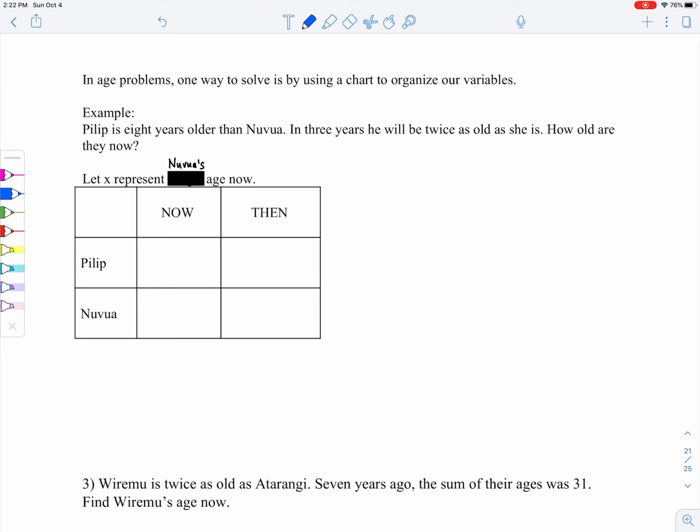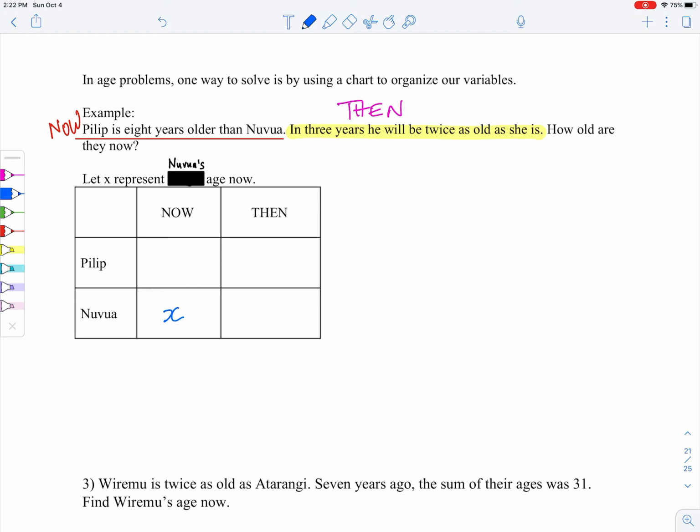So it talks about stuff in terms of now. So now Philip is 8 years older than Nouveau. And then in 3 years, there's more information. This is going to be like a then. So we have now and then, and we're going to organize our information that way. So the question even gives a hint. It says, let X represent Nouveau's age now.